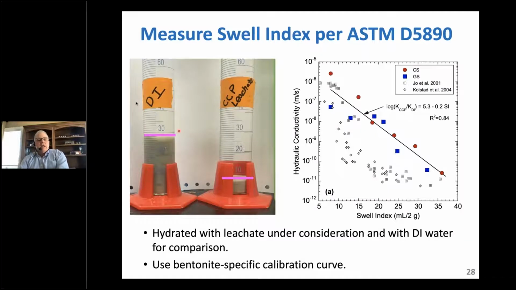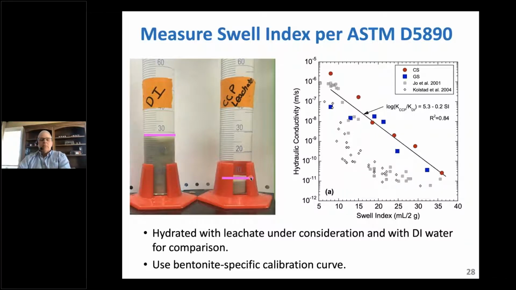And we see here on the left with DI water that the swell index is really great for this bentonite. It's up around 27, 28. With the CCP leachate, same bentonite, just changing the geochemistry of the water, we're down around 6. It's a pretty strong CCP leachate, pretty high ionic strength, suppressing the swell. And we can imagine the hydraulic conductivity of this particular sodium bentonite is probably going to be quite a bit higher than it would be to DI water.